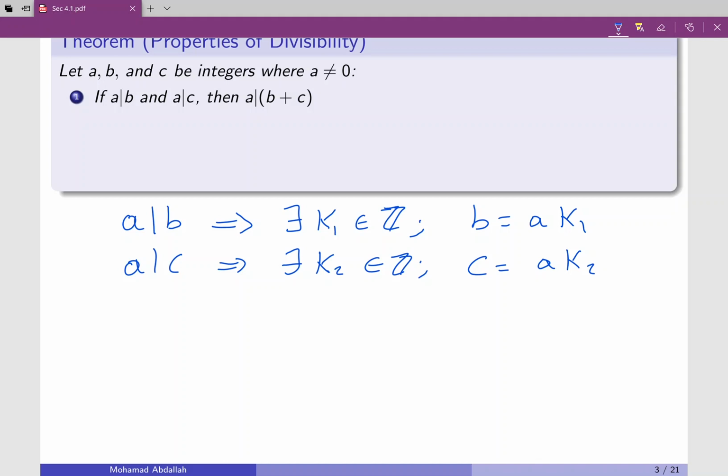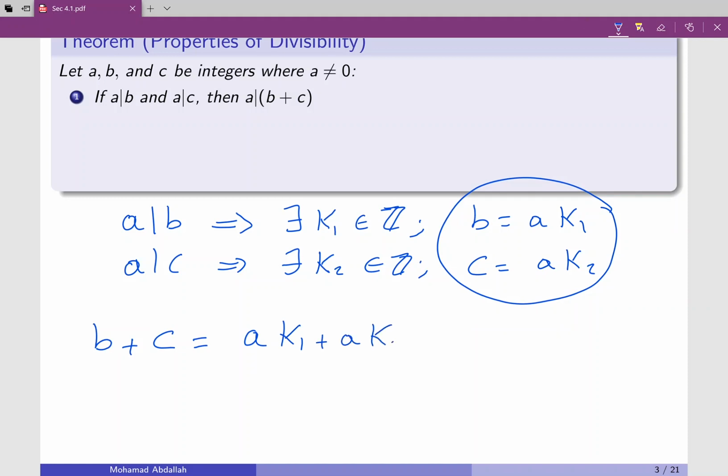My goal is to show that A divides B plus C. So my goal is to show that I can find some integer so that B plus C is that number multiplied by A. Now I'm looking at these two equations. If I look at B plus C, I can write it as AK1 plus A times K2.